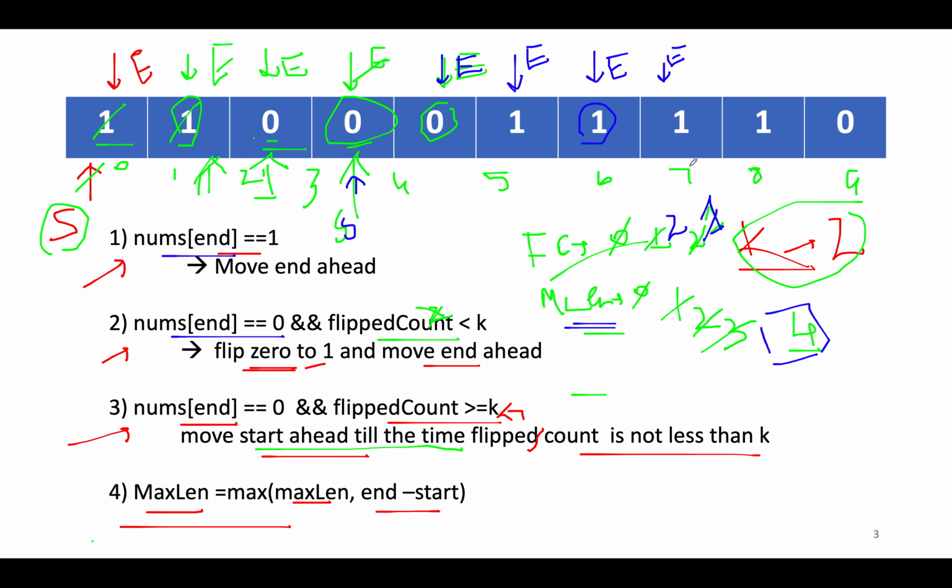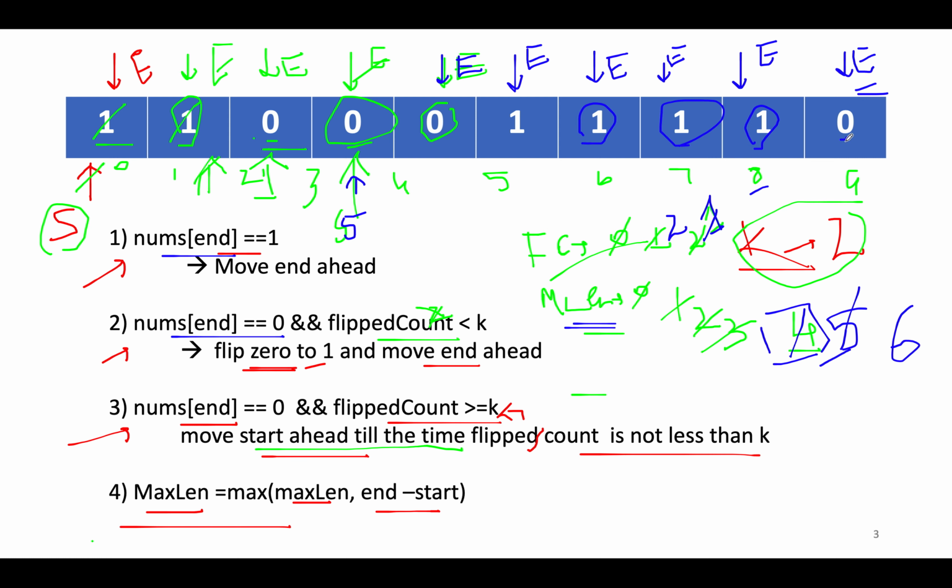Let's continue the process. We have at 7 index as end pointer, the value is 1. We'll move ahead and update the end pointer. End becomes 8 and start is 3. 8 minus 3 is 5. Max length gets updated to 5. The current value that we have is 8. We'll update the end index for the next iteration. End minus start is 9 minus 3 is 6. 6 is greater than the current max length variable and it gets updated to 6.